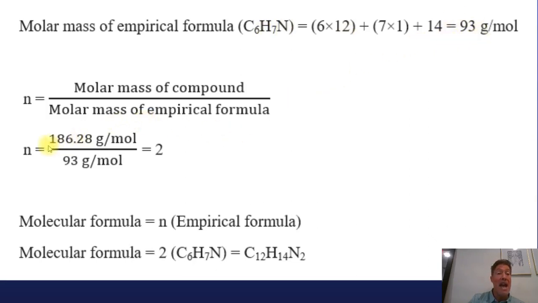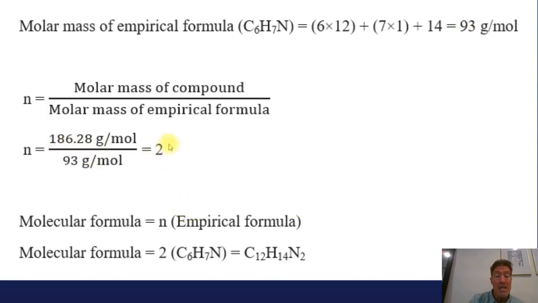Now, what is the actual molar mass of the molecule that we have? Well, this one turns out to be 186. This is the extra piece of information they have to give you. So if the actual mass is 186.28, we just divide this big one by this little one that we calculated. It turns out to be 2. Great. That means we're going to double the empirical formula.